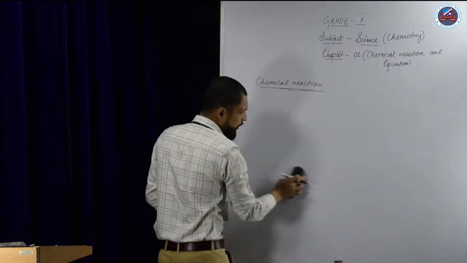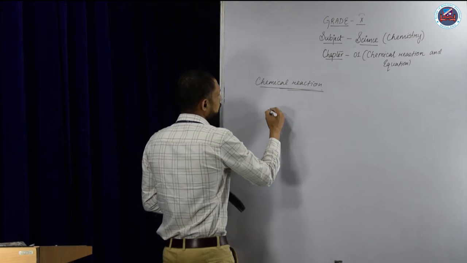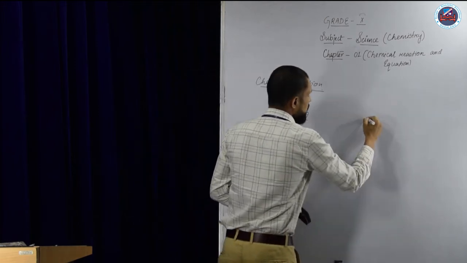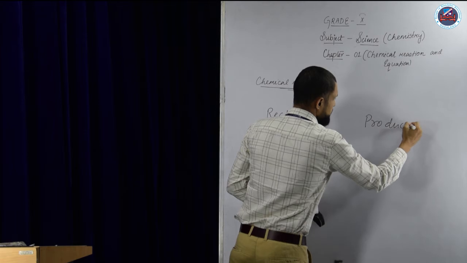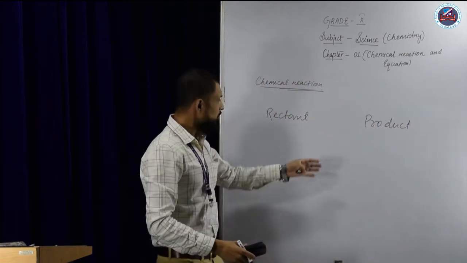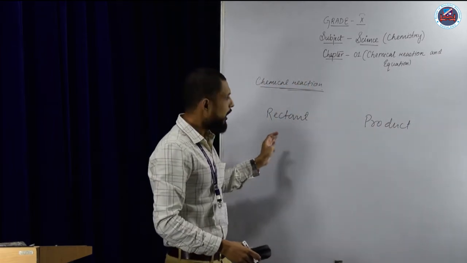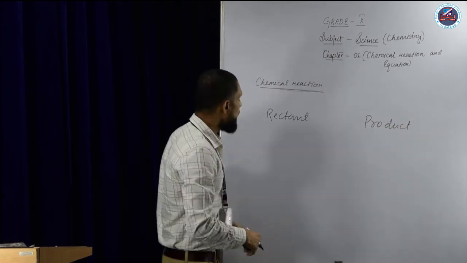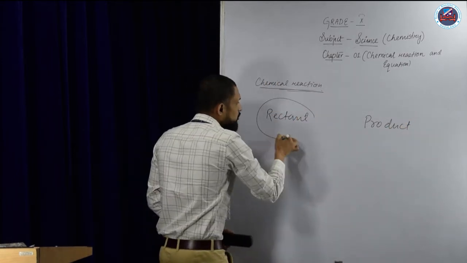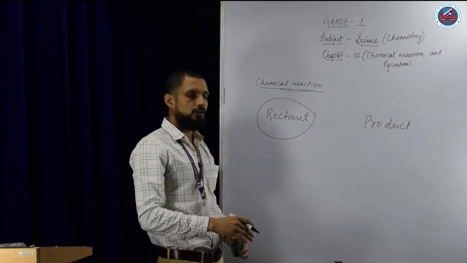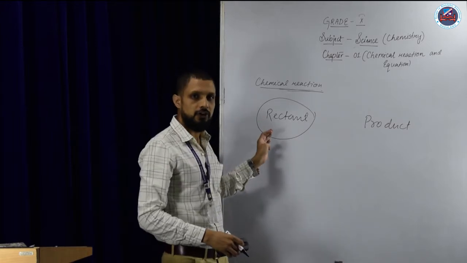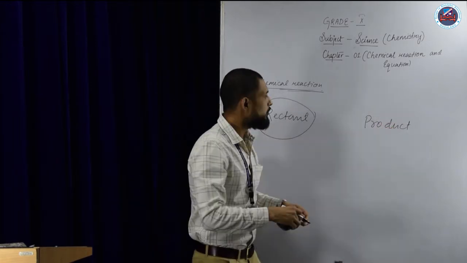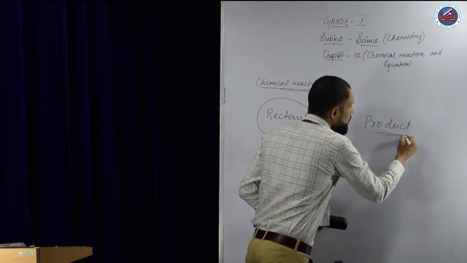So in a chemical reaction, you will find a reactant and product. The reactant is written on the left hand side and the product is written on the right hand side. The reactant or reactants form a new substance, which is known as product.